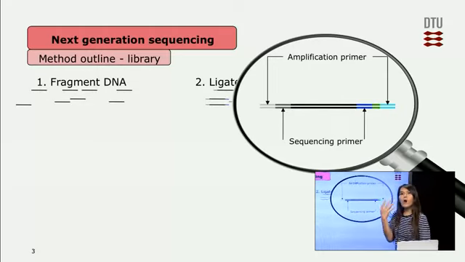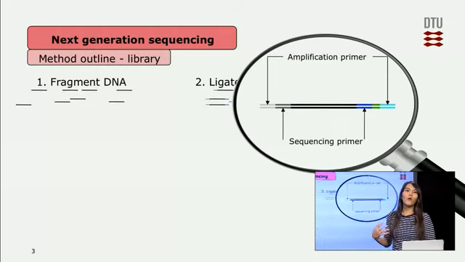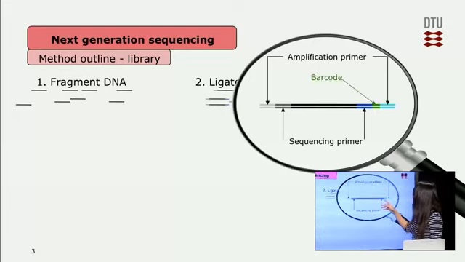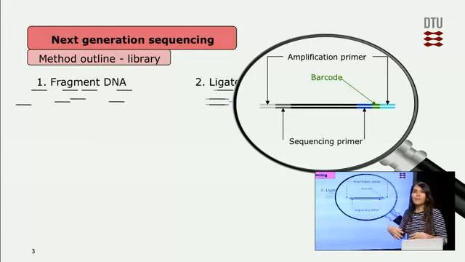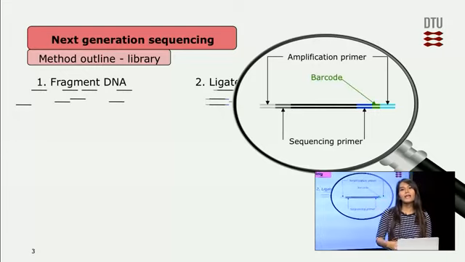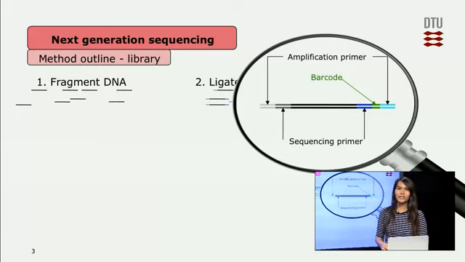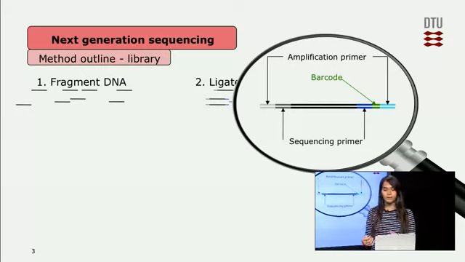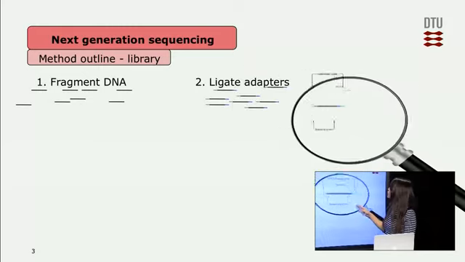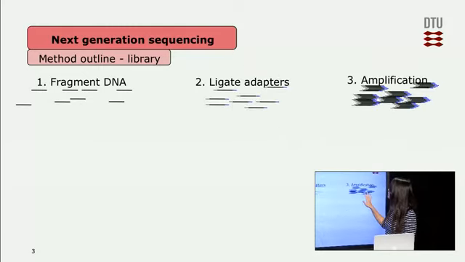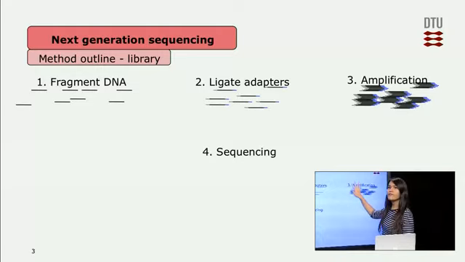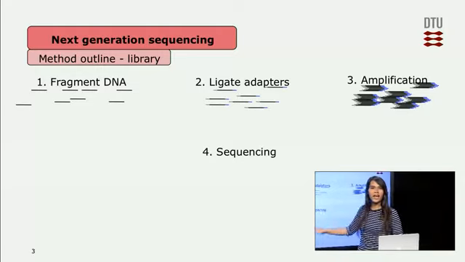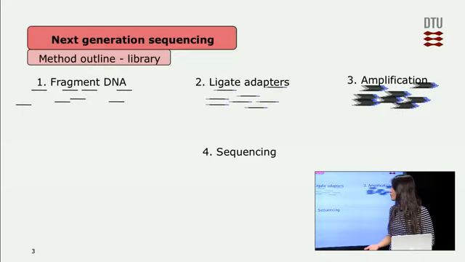And if in one run you have more than one sample, you have to put in a barcode. The barcode is a sequence that is specific to each of the samples, so it allows you to put more samples in one sequencing run. After you ligate the adapters to your fragments, you can start amplifying your fragments and then put those fragments into the sequencing machine and start sequencing.